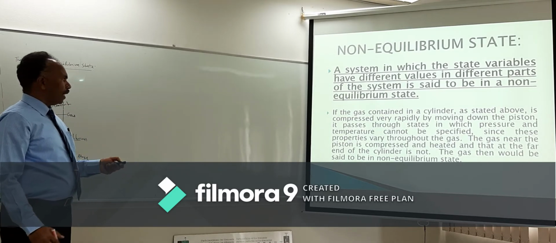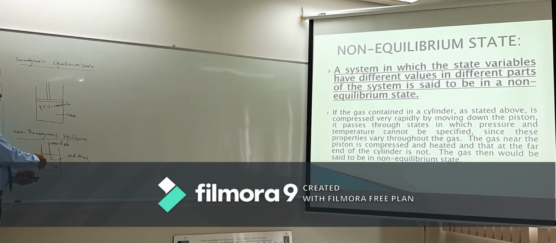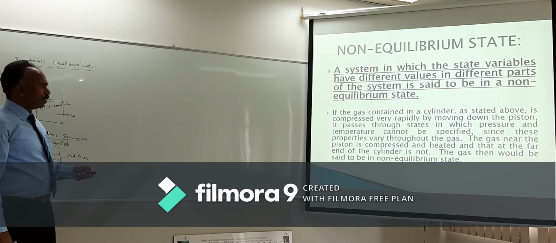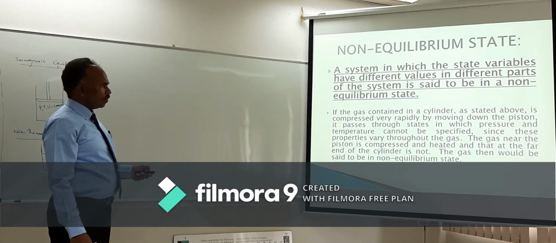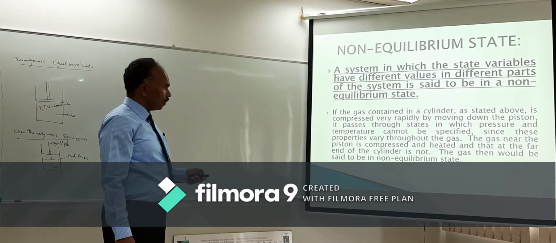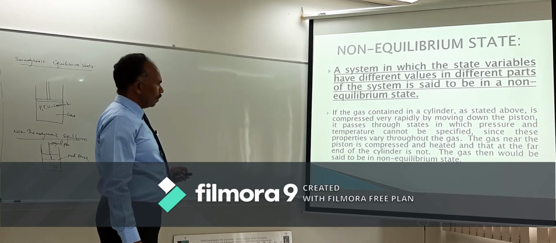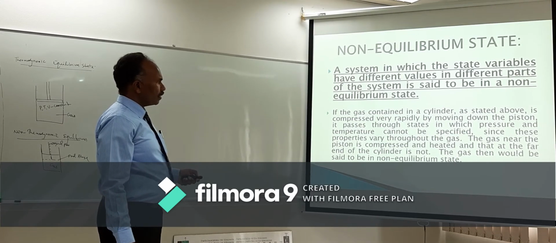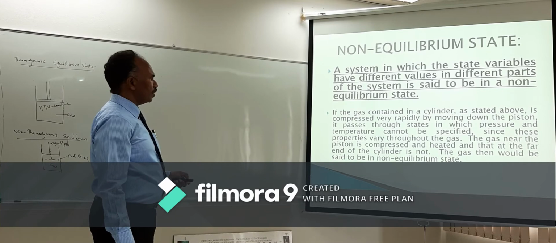What happened? The gas contained in a cylinder, as stated above, is compressed very rapidly by moving down the piston. It passes through states in which pressure and temperature cannot be specified. Why? Since these properties vary throughout the gas, the gas near the piston is compressed and heated, and that at the far end of the cylinder is not. The gas then would be said to be in a non-equilibrium state.